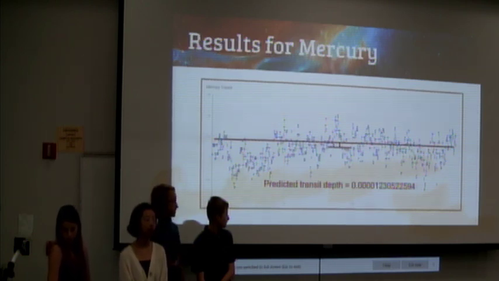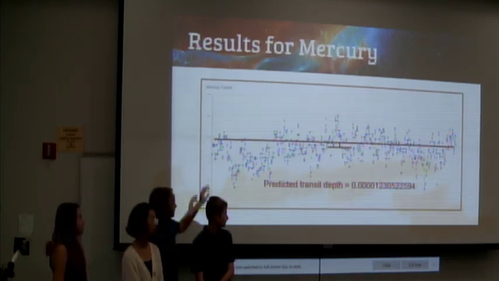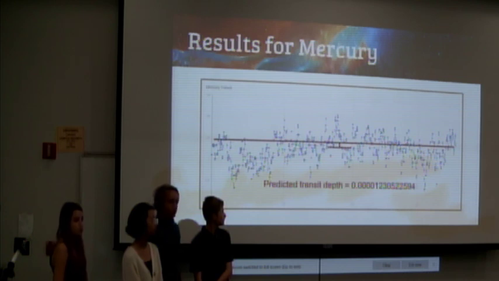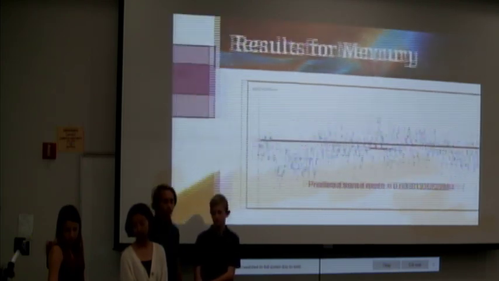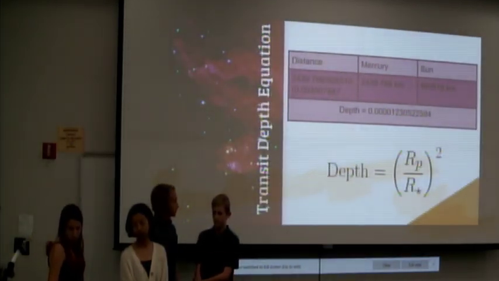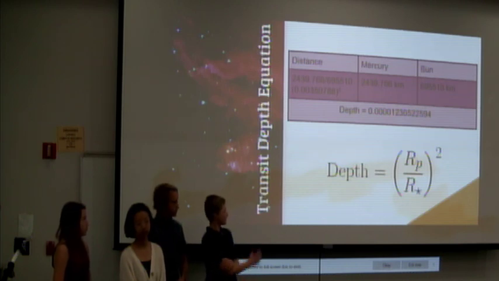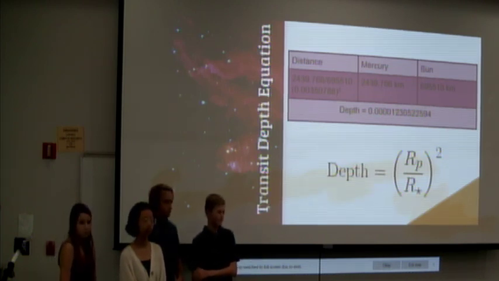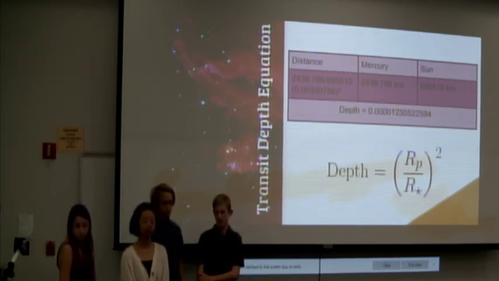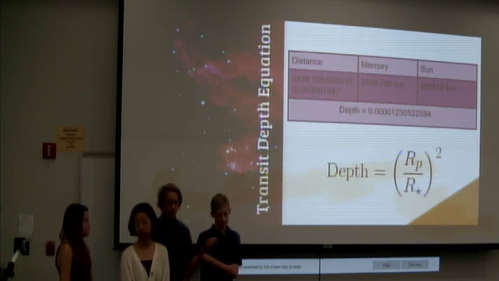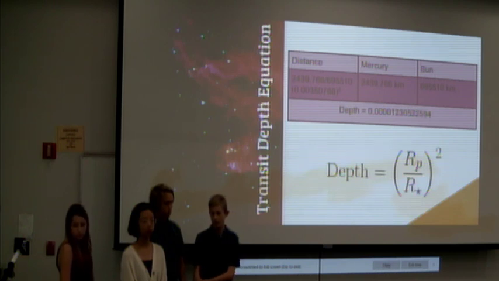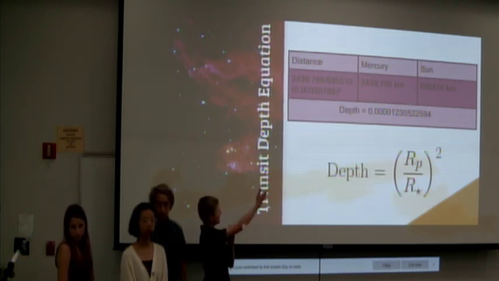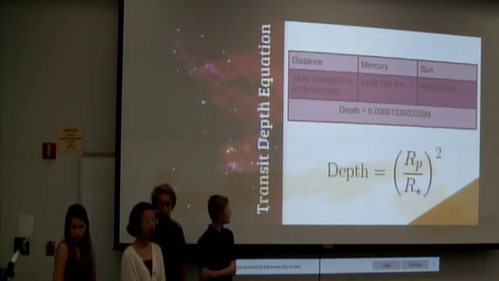So with Venus it was 2. So this is less than 1/10 the size of a cell, and that is just way too small to see among the noise of the solar radiation. So it was too small to see Mercury's transit. To get the depth of the transit of Mercury, we used the transit depth equation, which is the radius of the planet over the radius of the sun, squared. And we came up with the number, the depth over there.